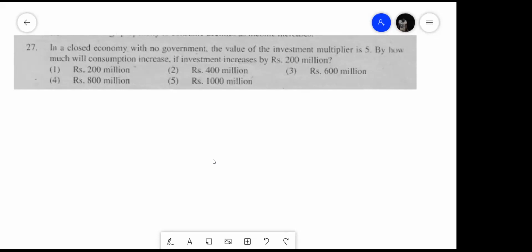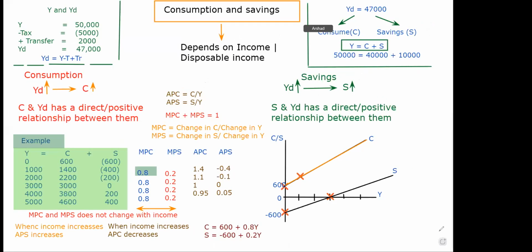1, 2, 3, 4, 5. I'll explain how it works. I'll explain the logic. Let's see if the answer changes after that.